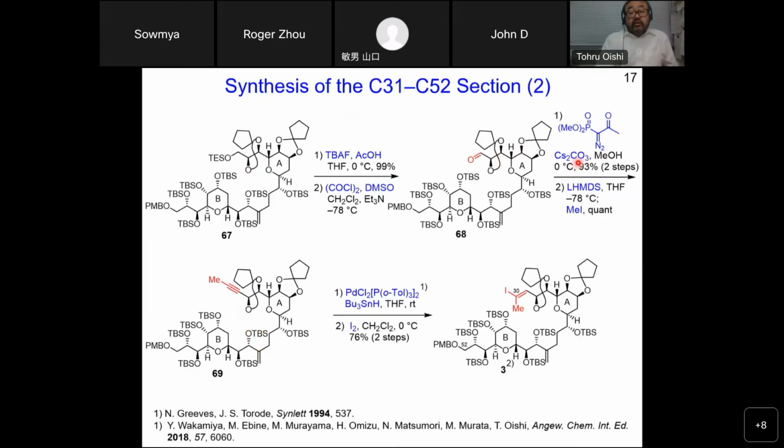And the resulting terminal alkyne was converted to this one by methylation with LHMDS and methyl iodide. Then palladium-catalyzed hydrostannylation was carried out, and the resulting stannane was converted to iodide by treatment with iodine to give the trisubstituted iodoolefin.